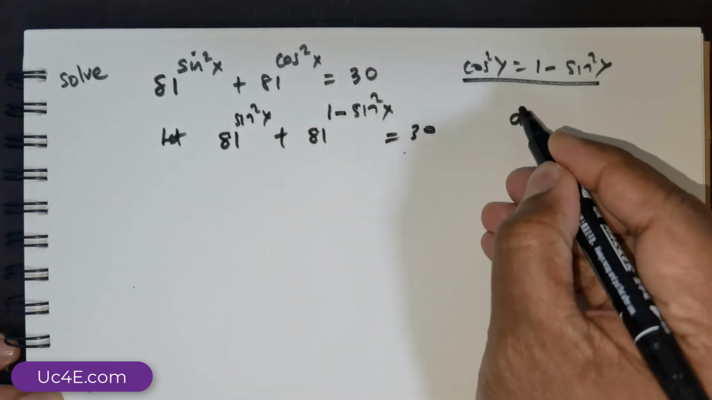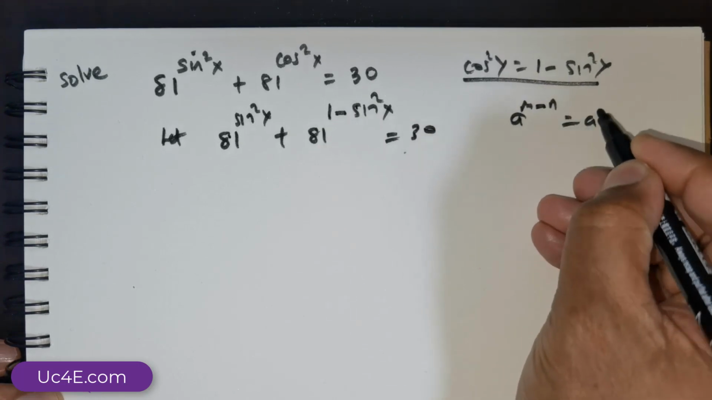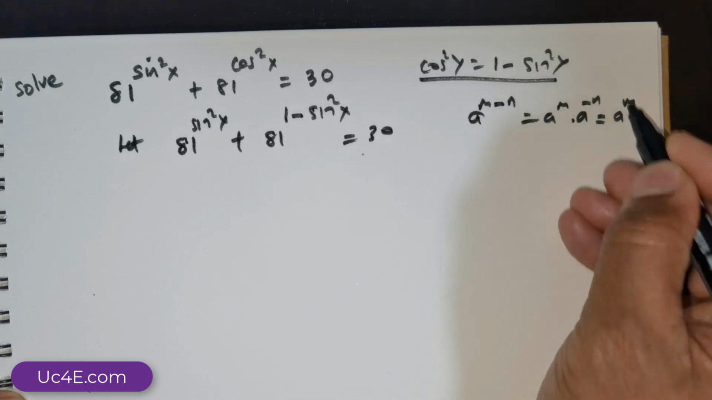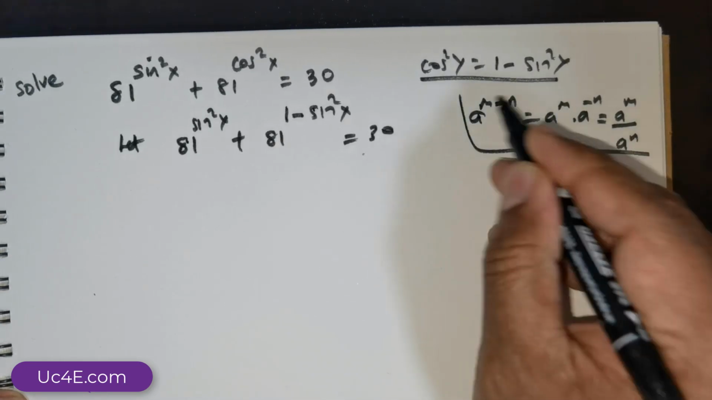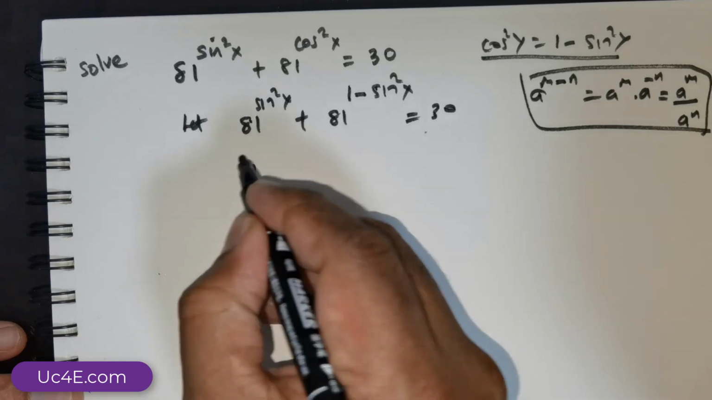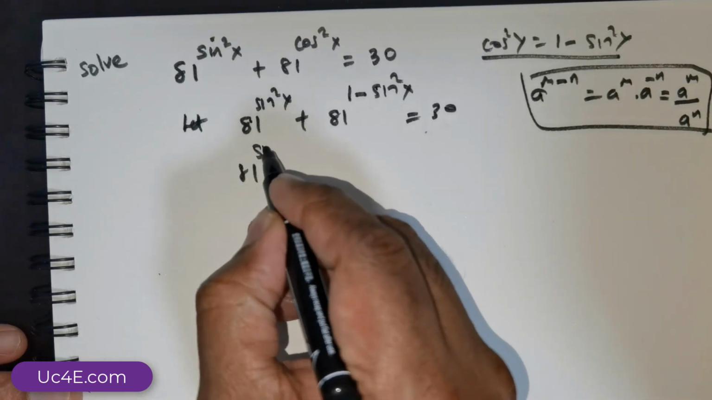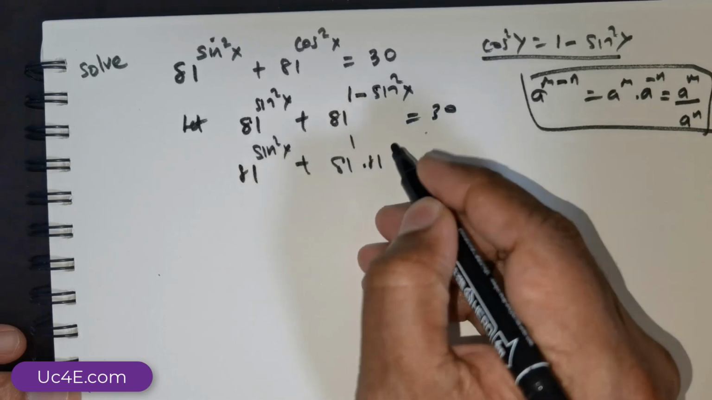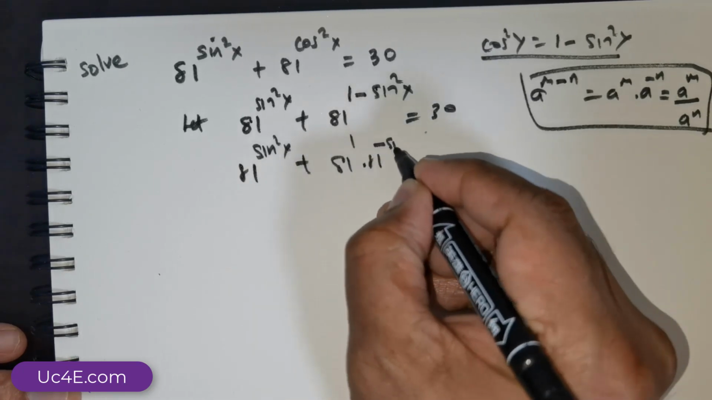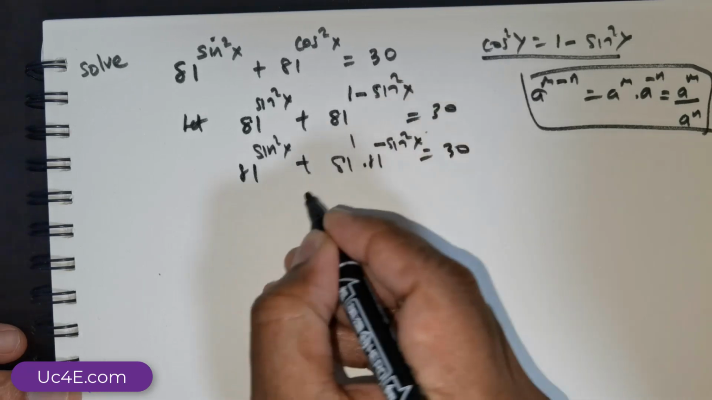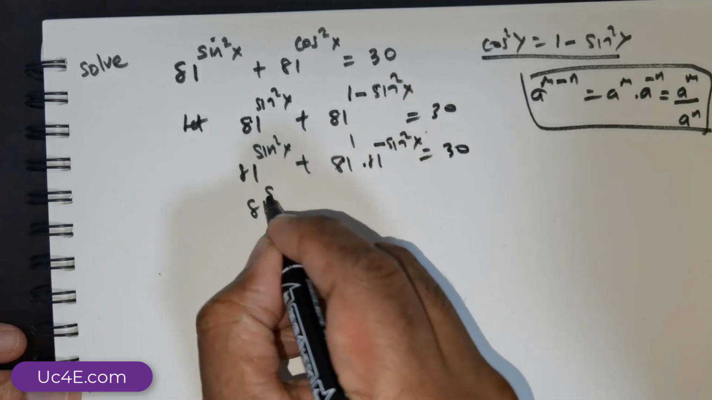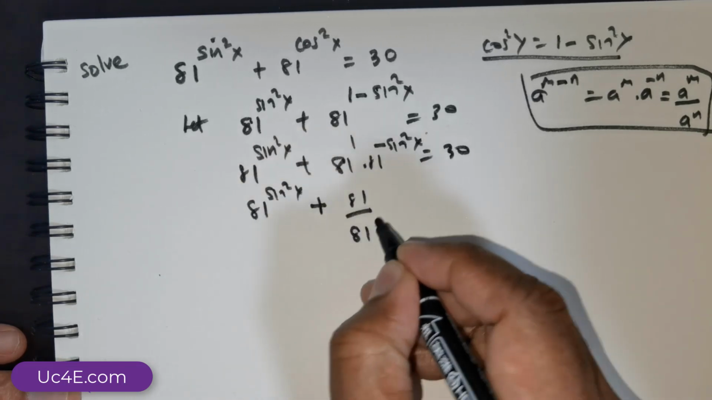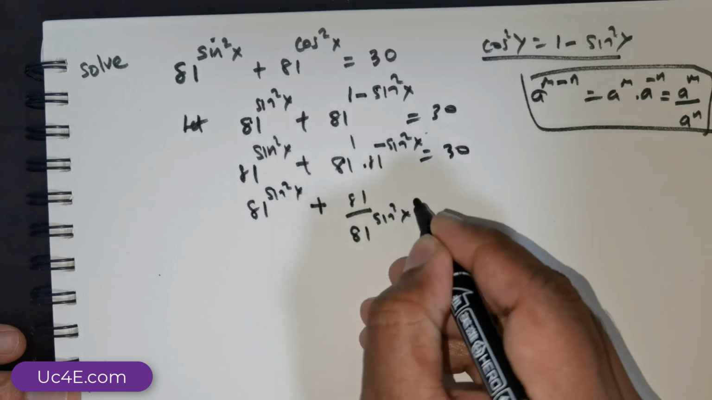And then I know a formula: a raised to the power of m minus n is a raised to the power of m times a raised to the power of negative n, which could be rewritten as a raised to the power of m over a raised to the power of n. So that's exactly what I wish to do. I would like to rewrite this as 81 raised to the power of sine squared x plus 81 raised to the power of 1 times 81 raised to the power of negative sine squared x is equal to 30. This could however be rewritten as 81 raised to the power of sine squared x plus 81 divided by 81 raised to the power of sine squared x is equal to 30.